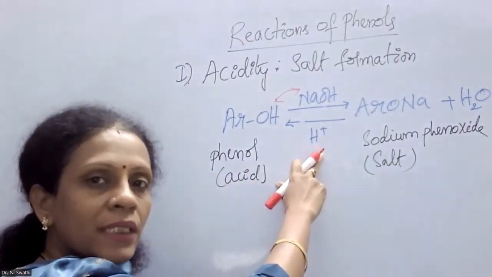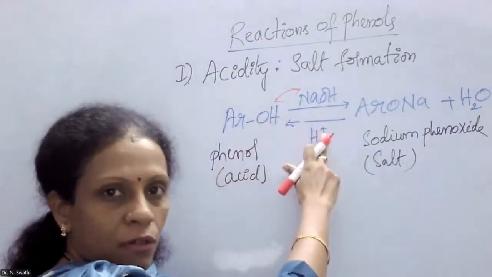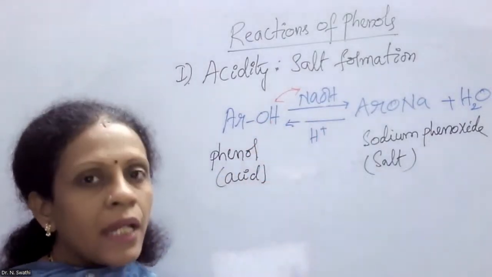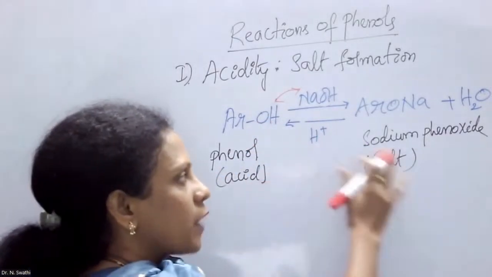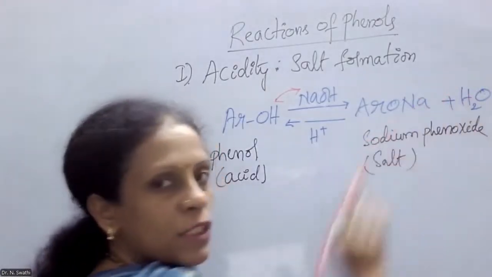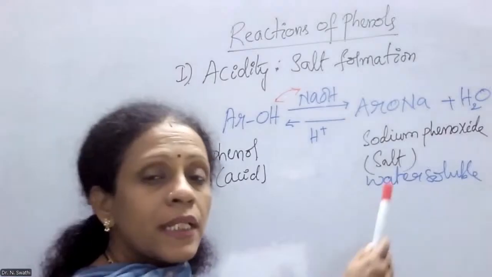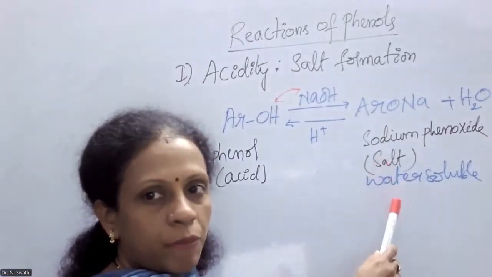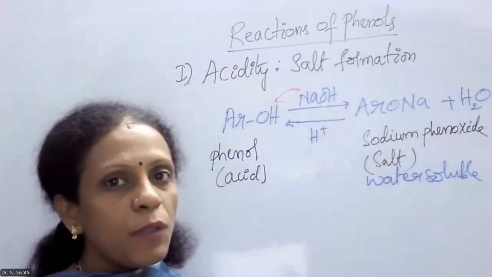And that is how, whenever a reaction occurs between phenols and sodium hydroxide, an acid-base reaction occurs, and as a result there will be formation of the corresponding salt, which is known as sodium phenoxide, along with water as a byproduct. The resulting salt is water soluble in nature. This salt formation reaction is a reversible reaction.